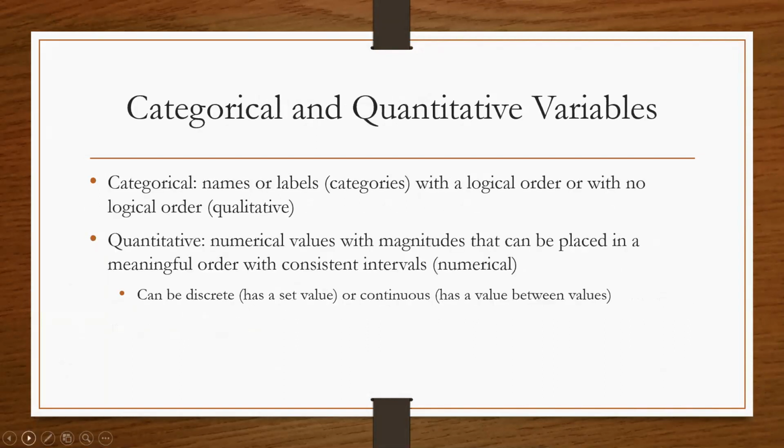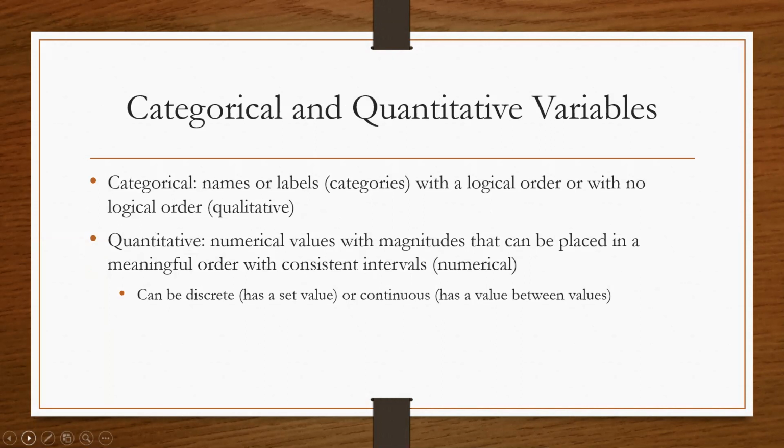So we have certain kinds of variables. First off, we have categorical and quantitative. Categorical are names or labels, and they can have a logical order or no logical order. On the other side, you have quantitative variables that are numerical values that can be placed into a meaningful order. So you have discrete, where it has a set value.